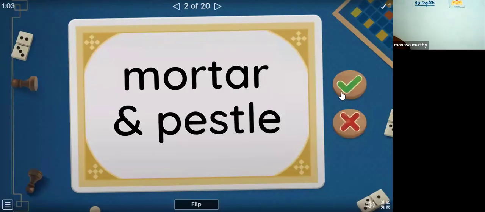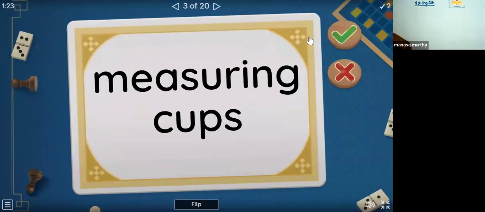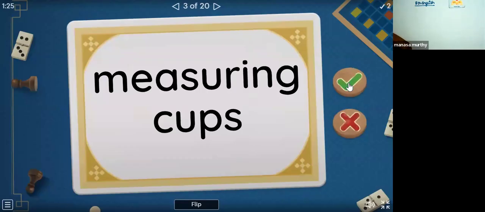Mortar and pestle is its name. The base is the mortar and the one that you hit it hard with is called the pestle. Mortar and pestle. What are these to measure the things that they are going to cook? They will be having different kinds of cups to measure it. It is measuring cups.